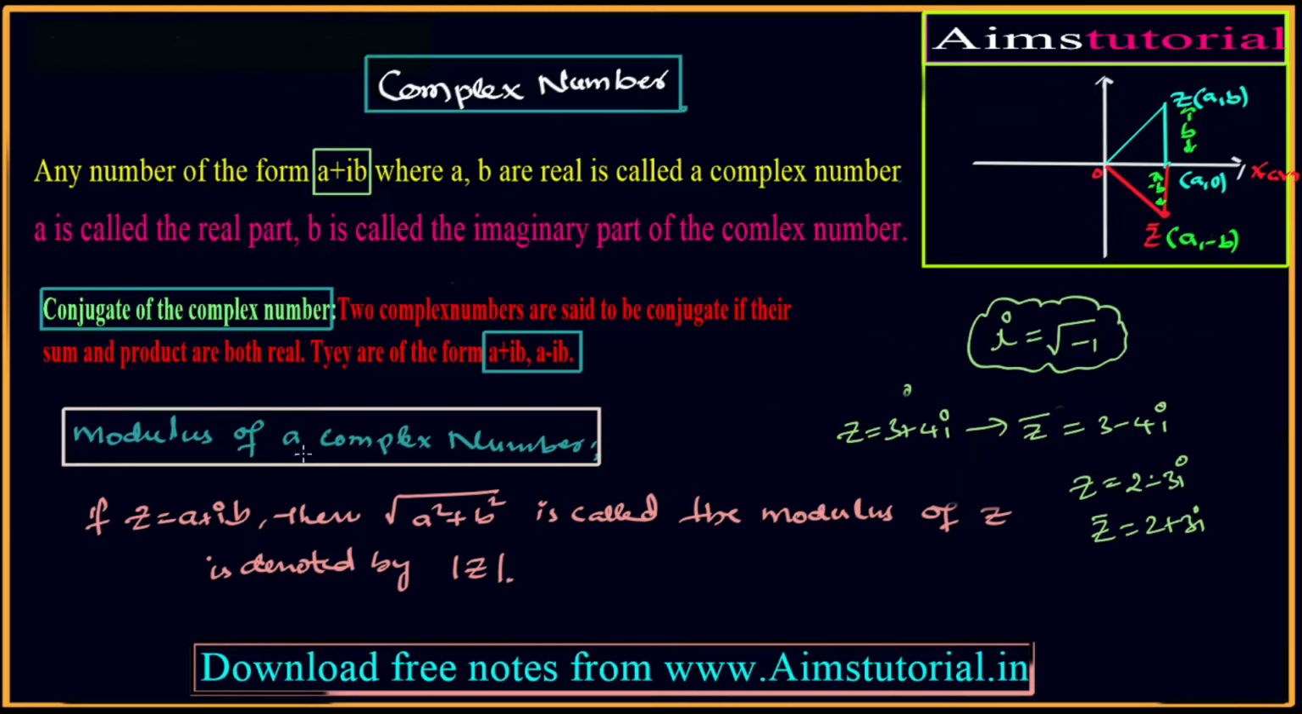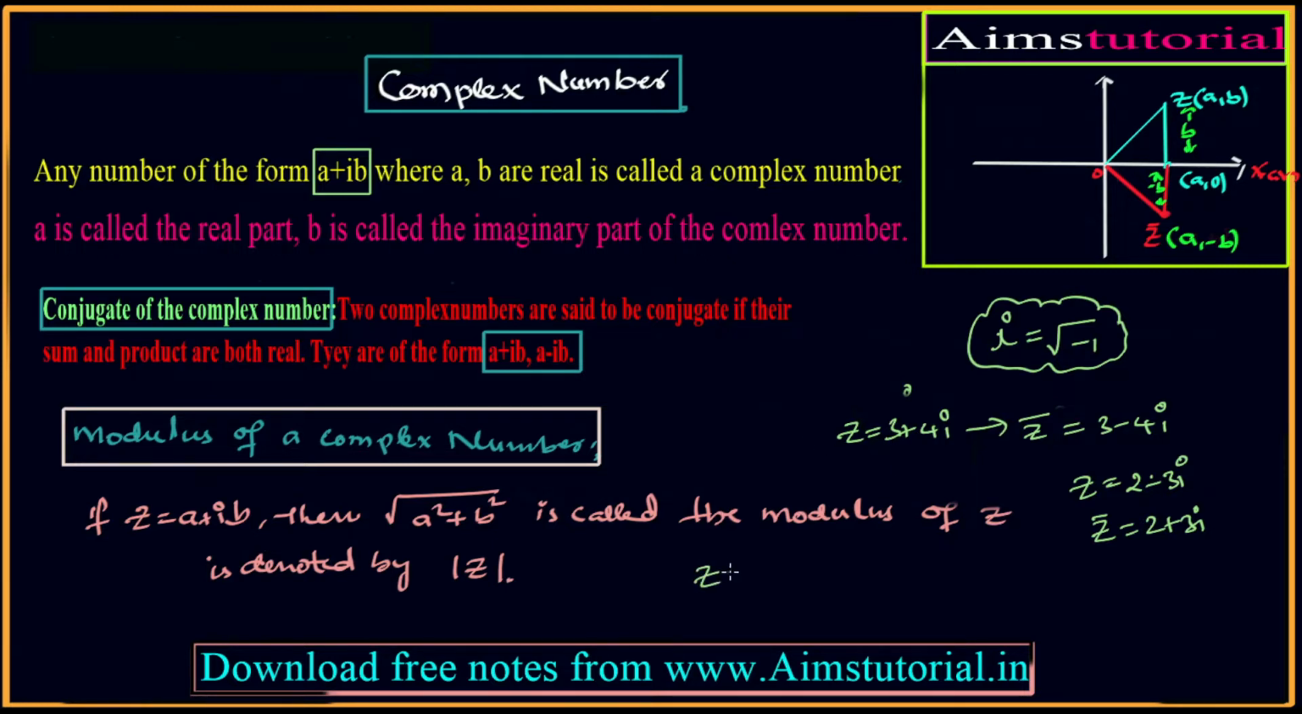Now the next topic is the modulus of a complex number. If z equals a plus ib, then root over a square plus b square is called the modulus of z and it is denoted by mod z.